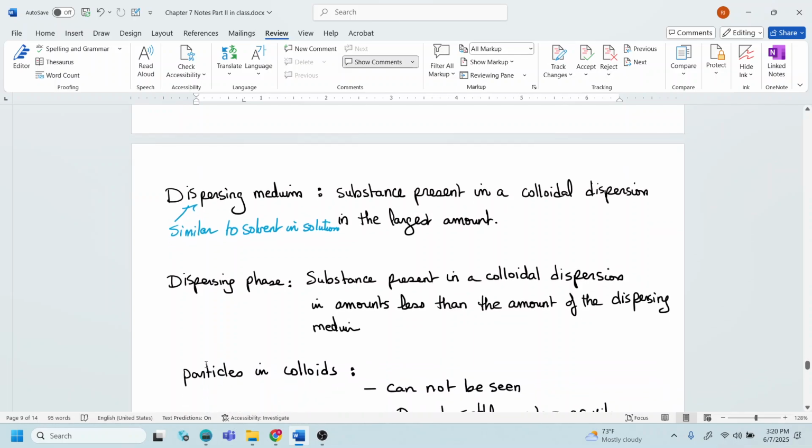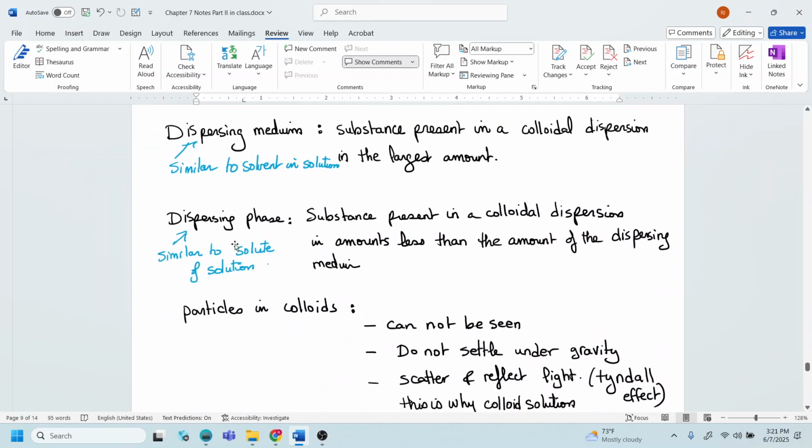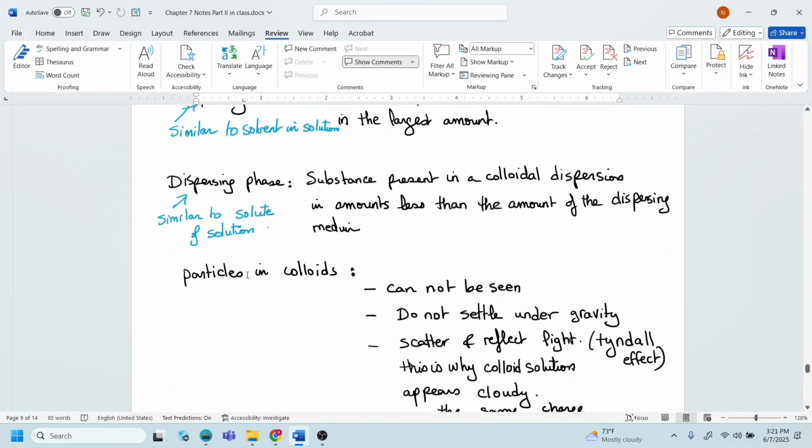And then the dispersing phase, what is that? This is similar to the solute of a solution. So that is similar to solute of the solution, or solute in the solution. So that is the substance present in a colloidal dispersion in amounts less than that of the dispersing medium. So the dispersing medium is similar to a solvent, and the dispersing phase is similar to a solute. Okay, so always the dispersing phase is in the dispersing medium.